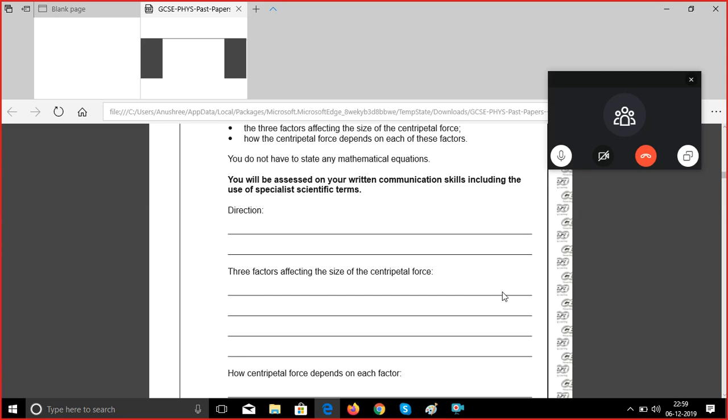Okay. Three factors. The mass of the body. The radius of the circle. Yes, radius is correct. So first you tell me, do you know the formula to calculate the centripetal force?